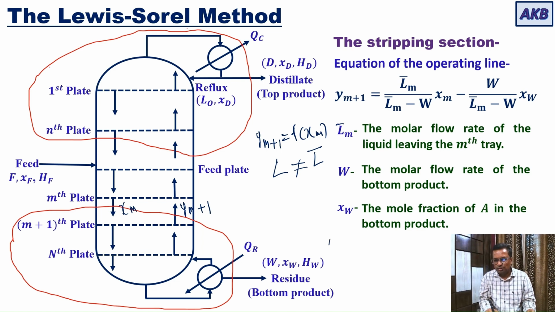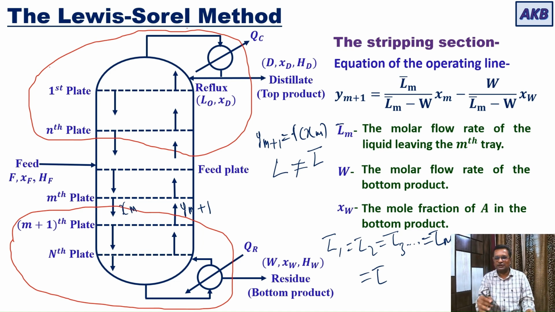So here also, the assumption of equimolar overflow is valid for the stripping section as well. That is, L bar 1 is equal to L bar 2 is equal to L bar 3, equal to L bar m. That is, the liquid molar flow rate from tray number 1 in the stripping section is equal to the liquid molar flow rate from tray number 2 in the stripping section, and in general we are going to denote that as L bar. I hope this is clear to you. If you have any doubts, please let me know.